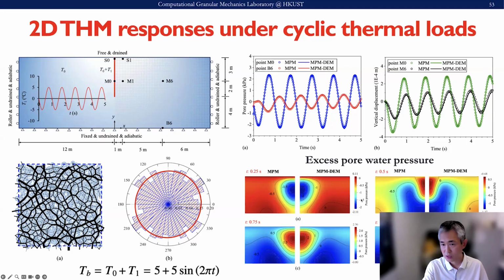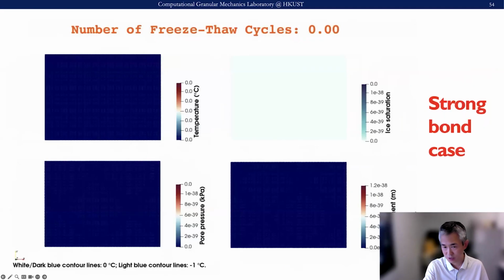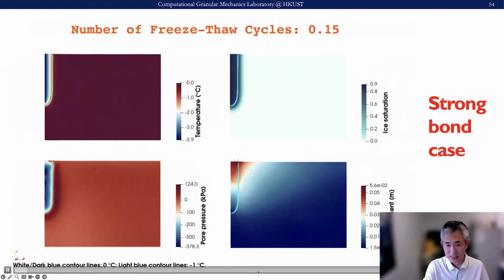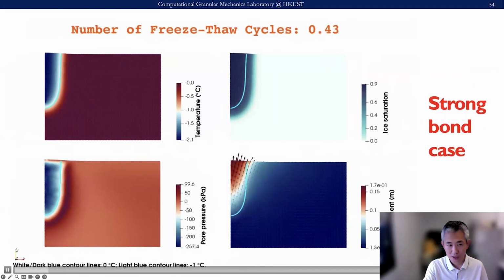And this is the comparison of the excess pore pressure of this coupling scheme with a pure MPM simulation where we use a constitutive model. We assume the constitutive model for this one here. And then we calibrate the constitutive model parameters by the DEM simulation here. So this is the comparison of the two. The comparison is pretty consistent.